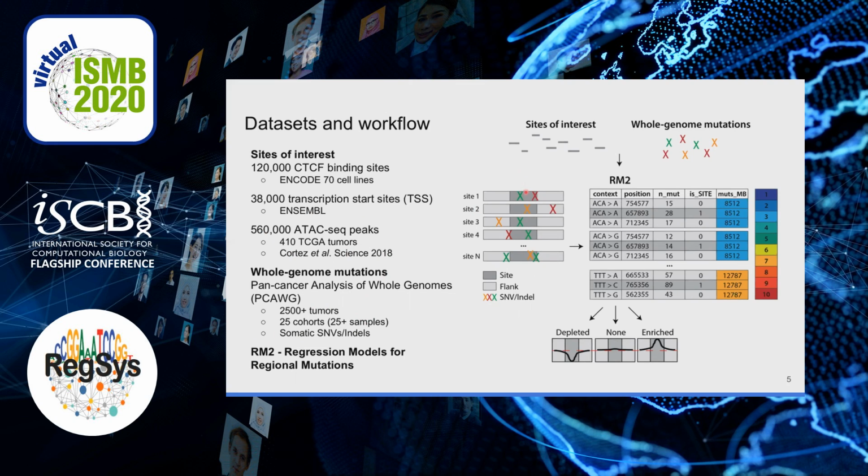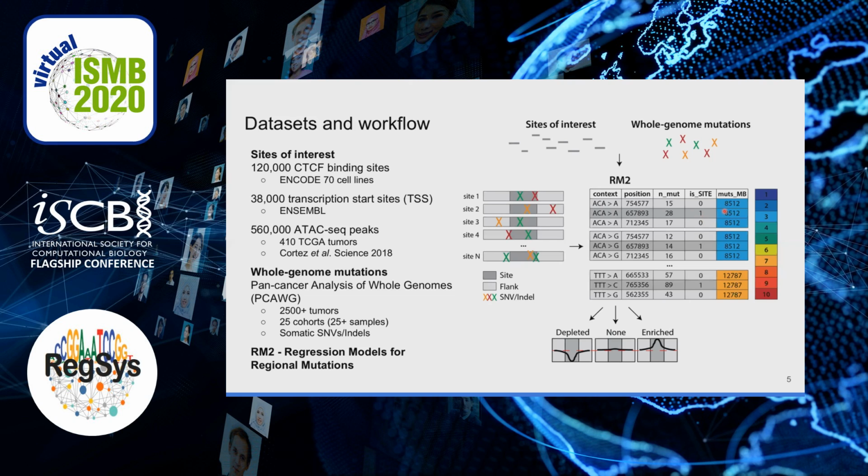This is shown here, where the dark gray regions are the sites of interest, all of the same class, and the light gray regions are the immediately flanking regions of the same length. The different colored X's represent different mutations in their trinucleotide context. These mutation counts are then used to construct a new data frame like the one shown here, where we have a column for the mutation context, its position, its count, and an indicator of whether these mutations occur within the sites or the flanking regions.